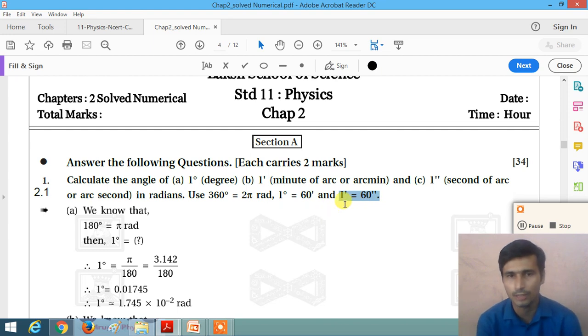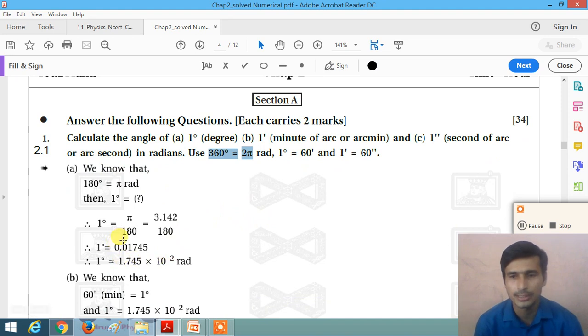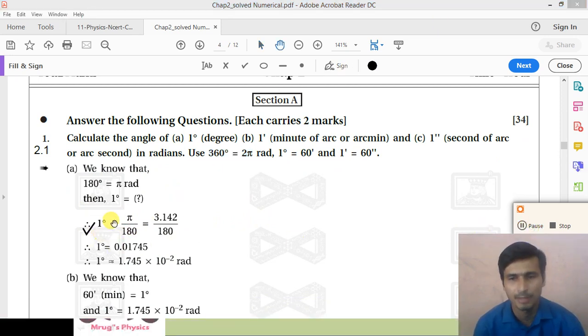So how do we convert 1 degree into radian? Here, given that 360 degree is equal to 2 pi radian, so 180 degree is equal to pi radian. That's why we can easily convert 1 degree into radian: 1 degree is equal to pi divided by 180 radian. Remember dear student, 1 degree is equal to pi divided by 180 radian.